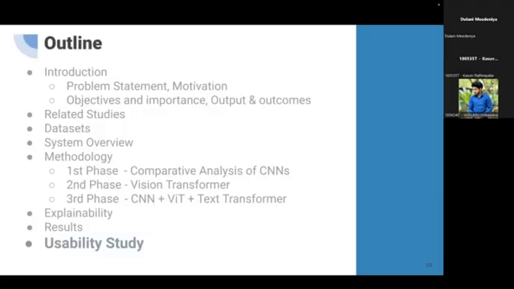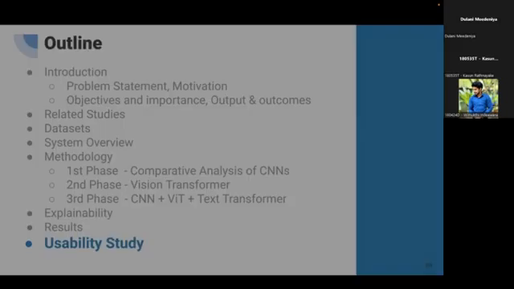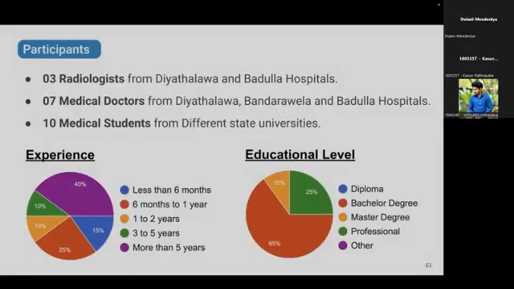Let's move into the final section of our presentation, which is the verification of the results using real-world medical professionals. This has been done to verify things like the correctness, reliability, usability, efficiency, and integrity of our framework and the results. These are the users who participated in our study: 3 radiologists from the Etala and Badul hospitals, 7 medical doctors from the Etala, Bandra and Badul hospitals, and 10 medical students from different state universities. Among them, about 40% of users have 5+ years of experience in the radiology domain, and 25% of them are professionals in this field.